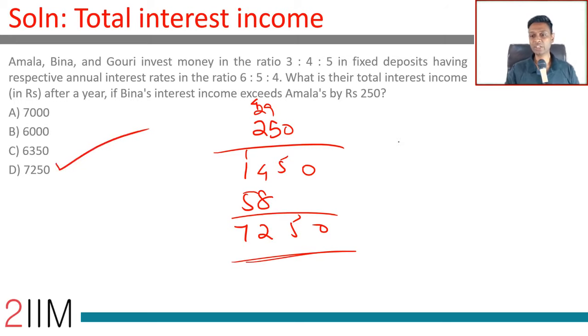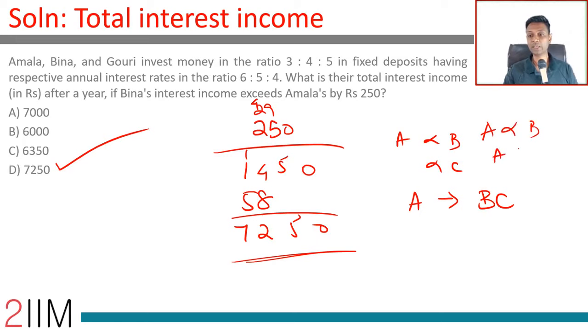Classic ratio question. If A is proportional to B, A is proportional to C, A is linked to B into C. If A is proportional to B, A is proportional to C, A is inversely proportional to D, then A is linked with BC by D. That's the idea we are using here. Very routine, very simple question if you just get ratios.